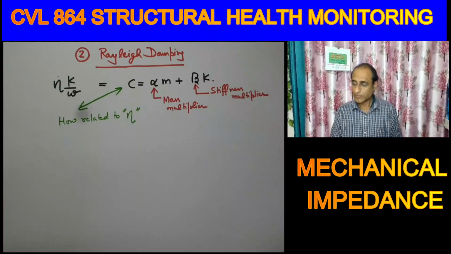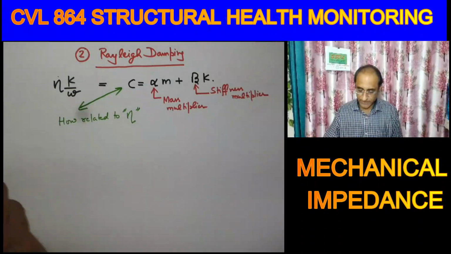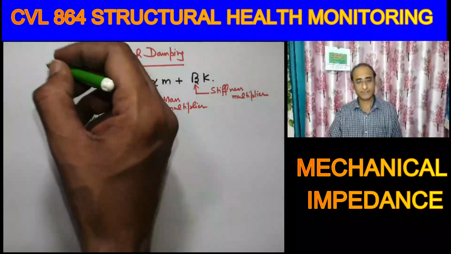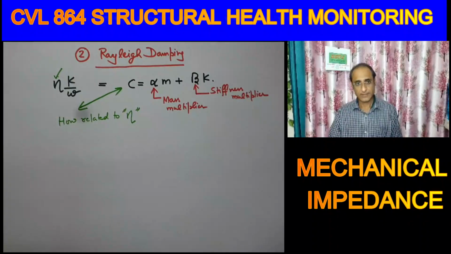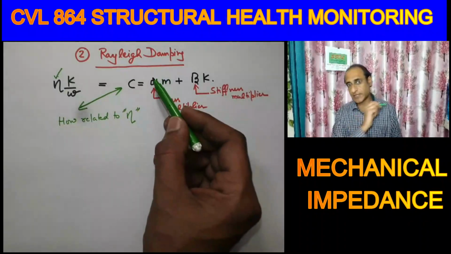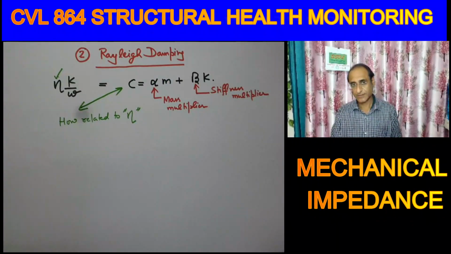Okay, let me reverse the question. Let's say we know the value of eta. Then how would you find the value of alpha and beta if eta is given to you? It will be a quadratic equation we have to solve, right? Quadratic, and will there be a unique solution? So eta is equal to alpha by omega plus beta omega.